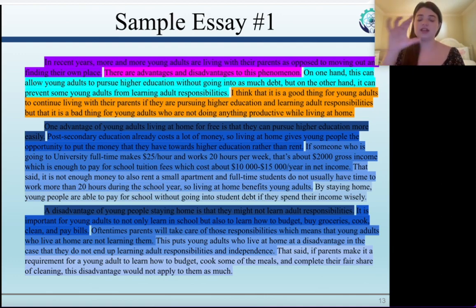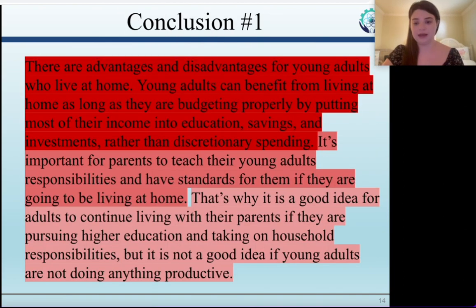So, I need to take that, and I'm not going to just copy paste it. I'm going to restate it in a different way, but I'm going to essentially say the same thing again. I said that's why it's a good idea for adults to continue living with their parents if they are pursuing higher education and taking on household responsibilities, but it is not a good idea if young adults are not doing anything productive. Right? So there we go. That is slightly different than before, but it's essentially saying the same thing.